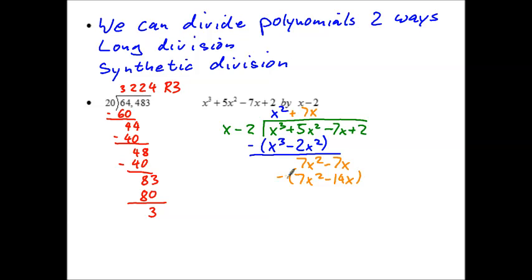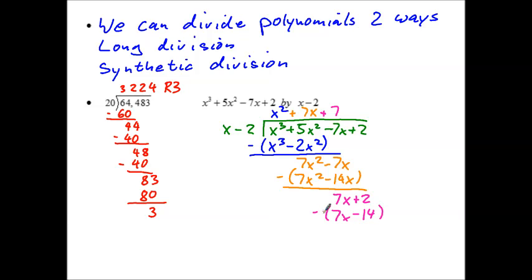And this again needs to get subtracted from the binomial above. The first two terms cancel each other out. And then we have negative 7x minus negative 14x. That leaves us with positive 7x. And we bring down 2 and do the same steps again. 7x divided by x is positive 7. Multiplying back, we get 7x minus 14.